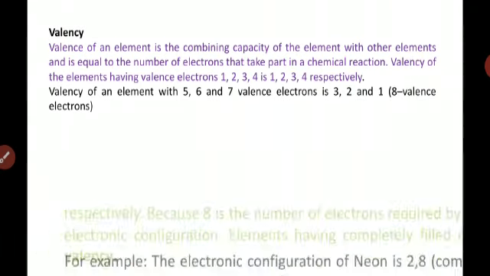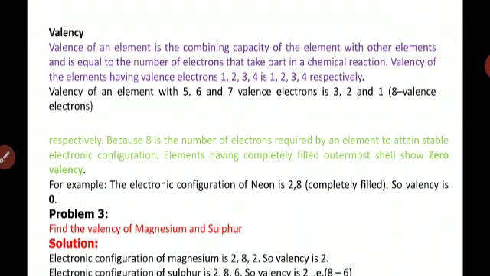Next, 8 is the number of electrons required by an element to attain a stable electronic configuration. Elements having a completely filled outermost shell show zero valency. Zero valency means what, student? The elements having a completely filled outermost shell, which means 8 electrons occupy the outermost shell. It is the stable one, otherwise called zero valency.